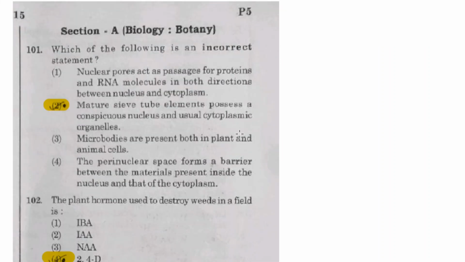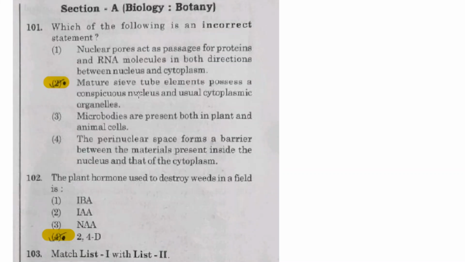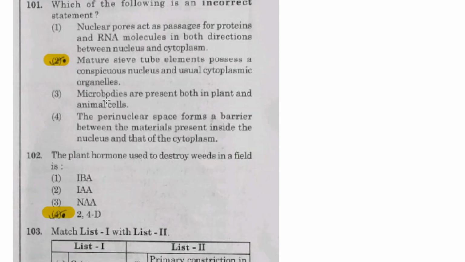Which of the following is an incorrect statement? There are so many questions with incorrect and not correct or match the following type. Let us see. Nuclear pores act as passages. You could see that the mature sieve tube elements are dead cells. So this is the answer. The second one is the answer.